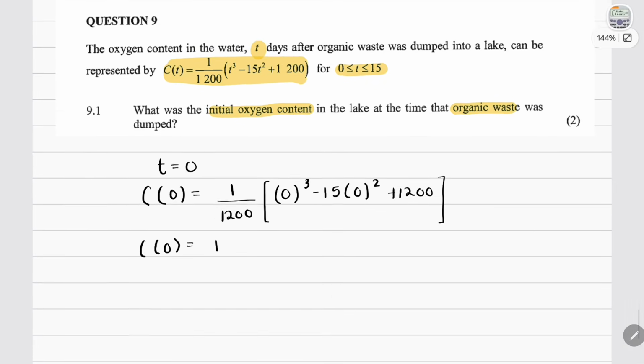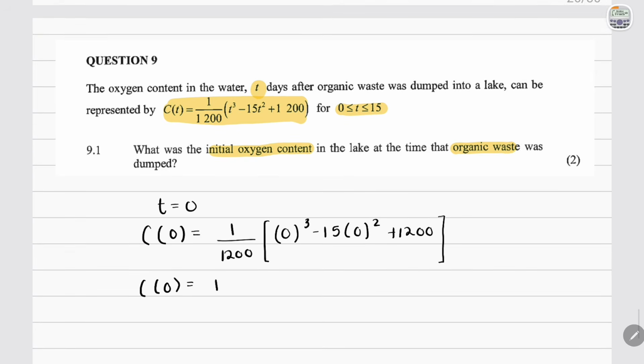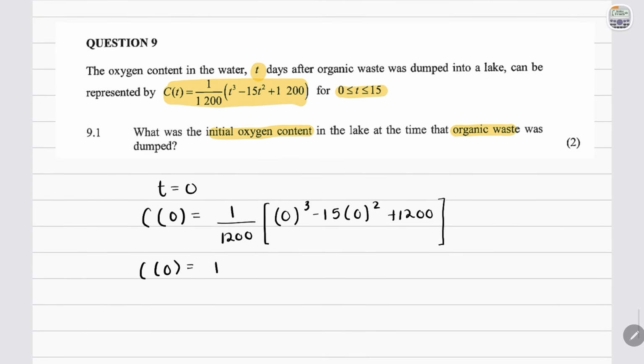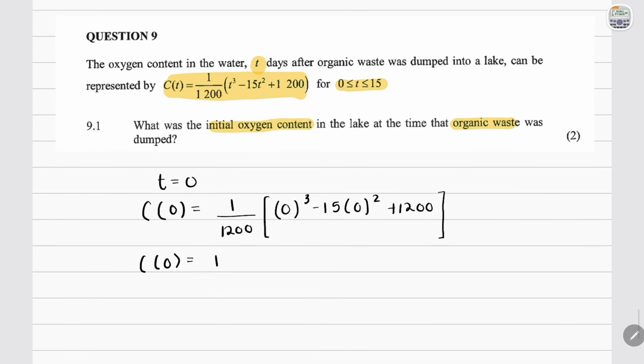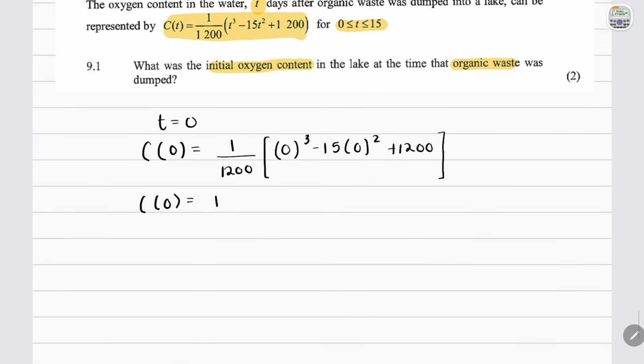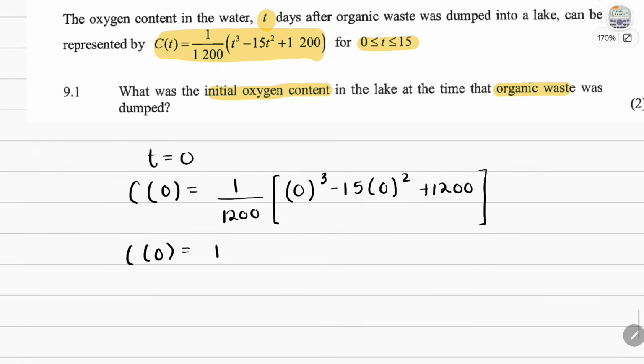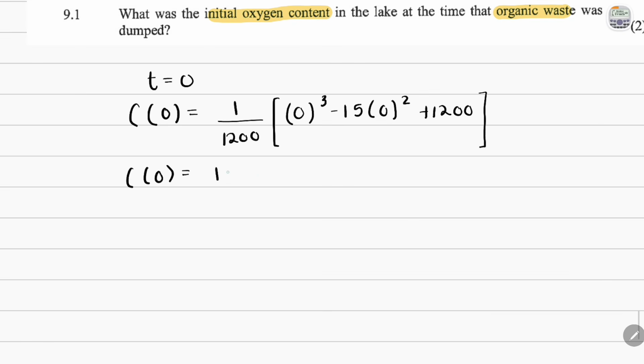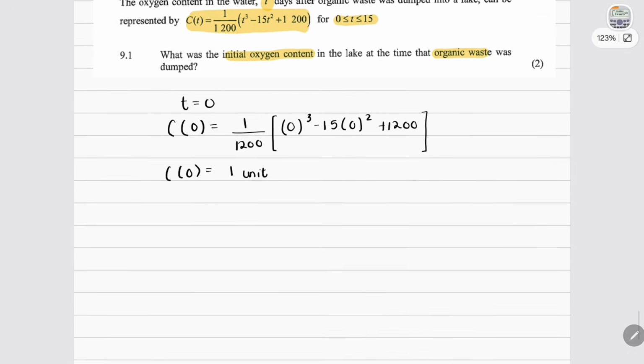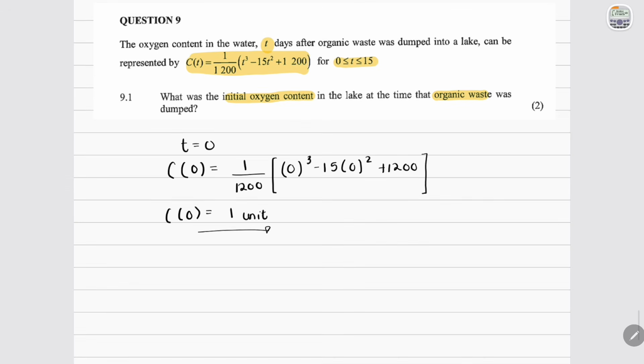We're measuring the oxygen level. Do they give us a unit of measurement? Not really sure how oxygen is measured. Since they just ask what the initial oxygen content is, then depending on how you're measuring it, it's just going to be 1 unit of that. I'm just going to call it 1 unit. It's fine. Okay, moving on to the next question.